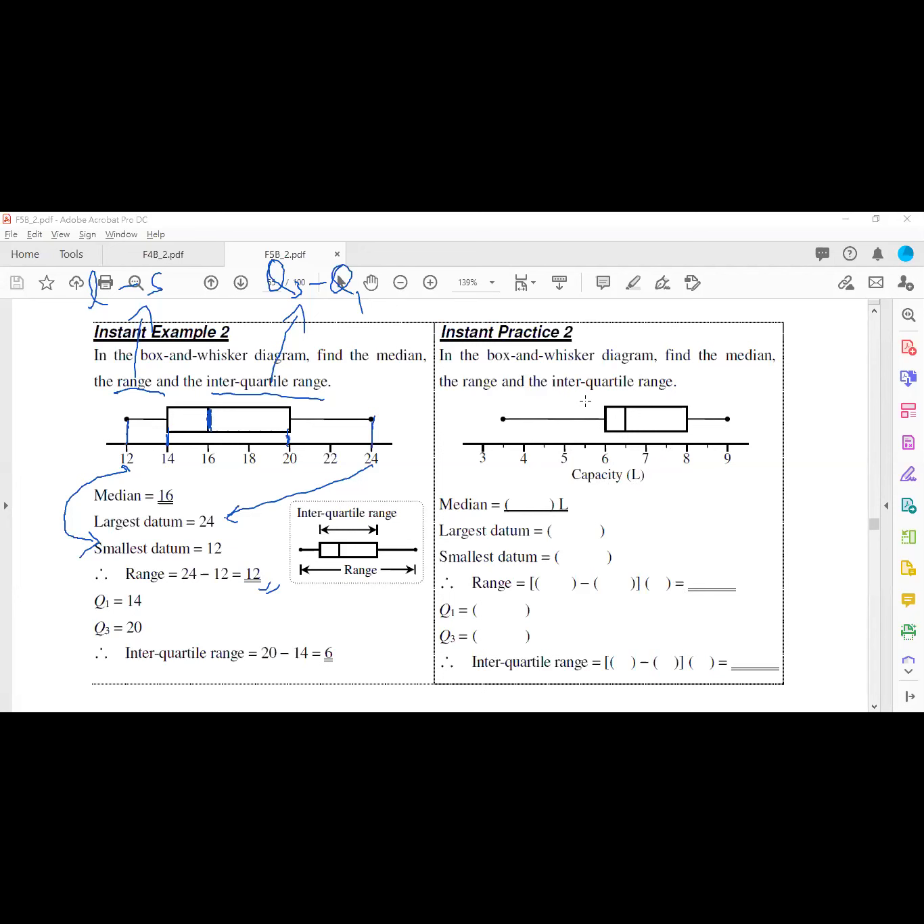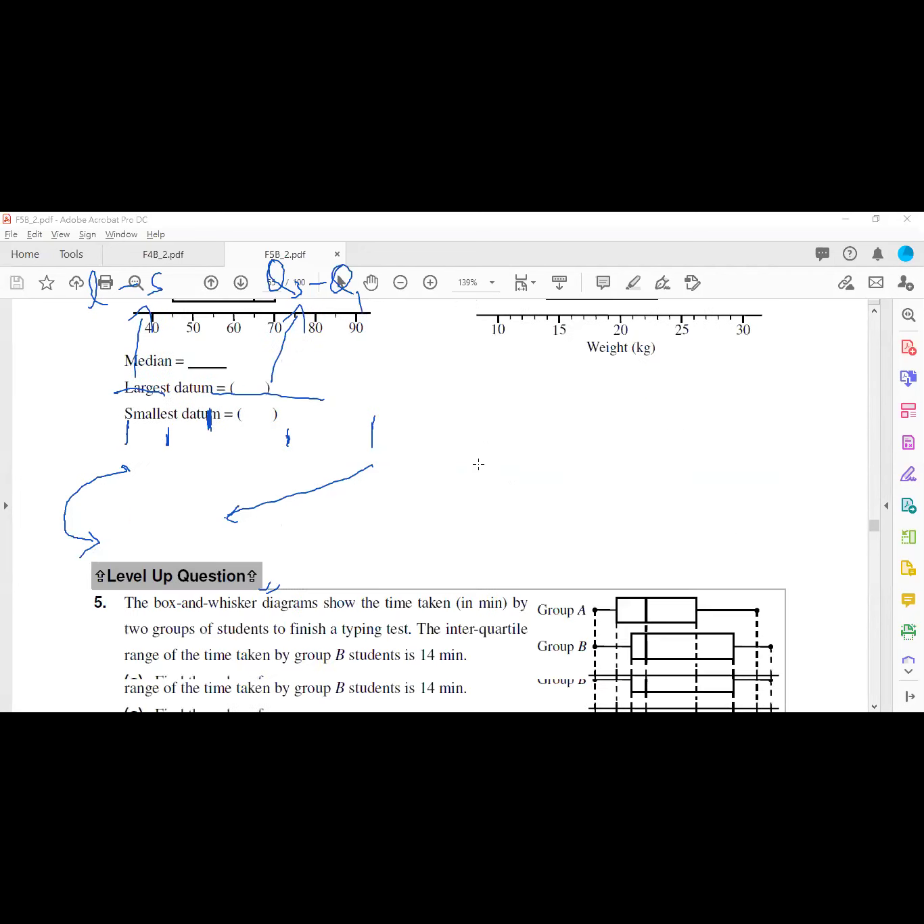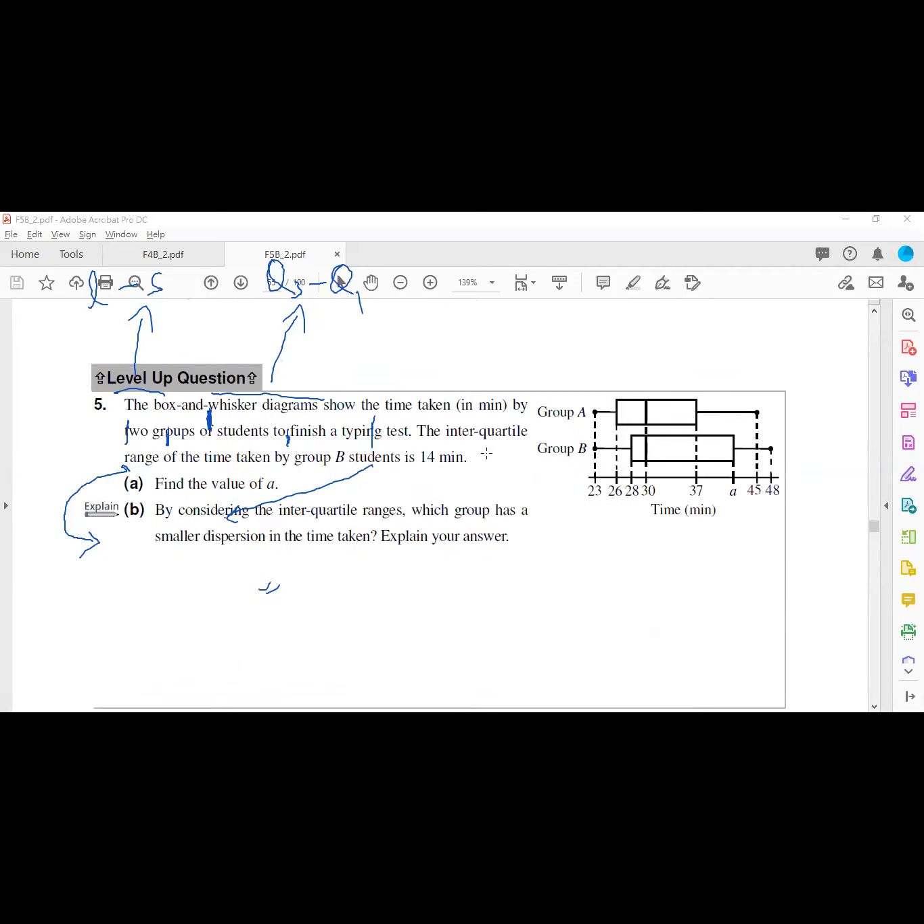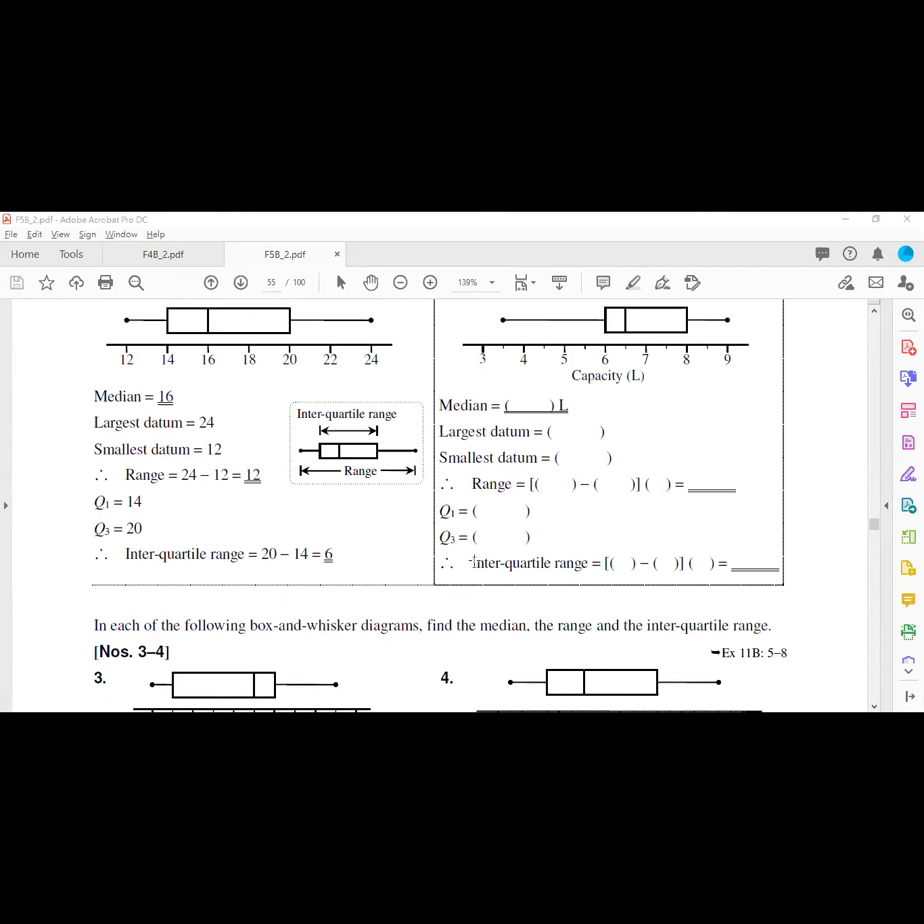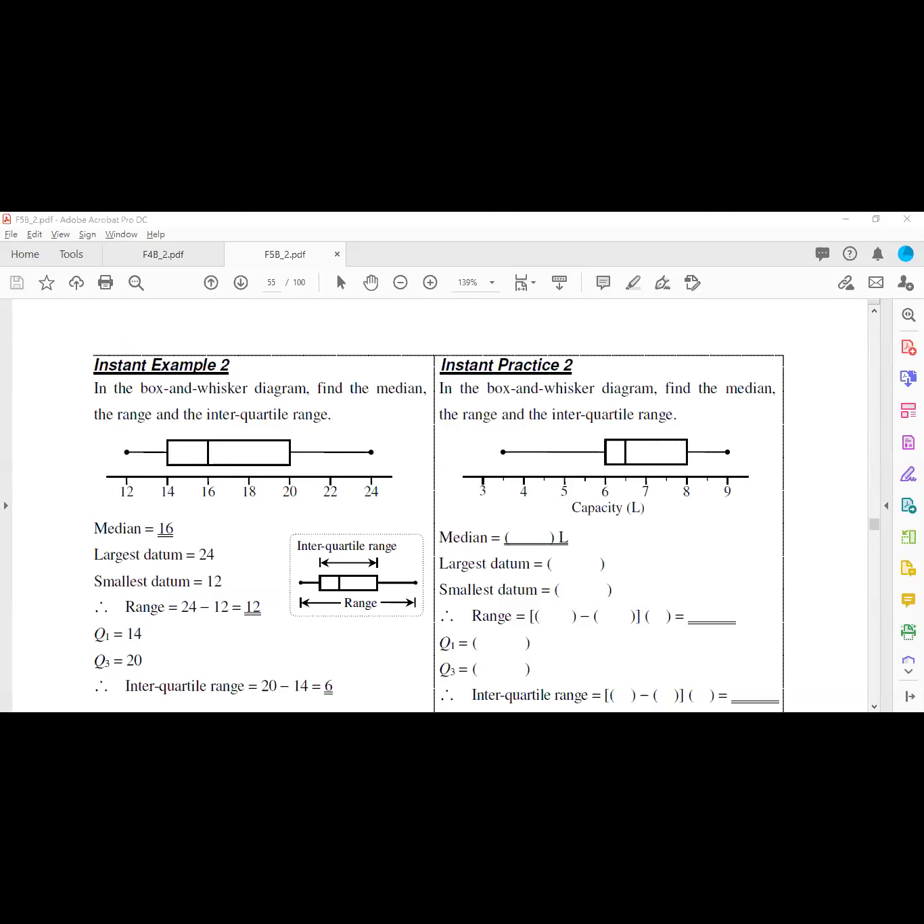Okay, so now I would like you to do the classwork, Instant Practice 2, and then question number 3, 4, and 5. I give you 10 minutes.